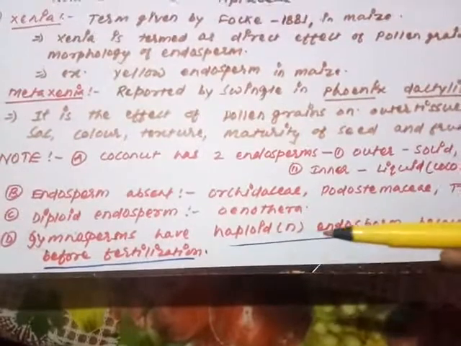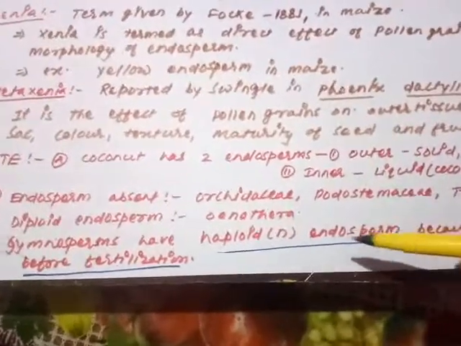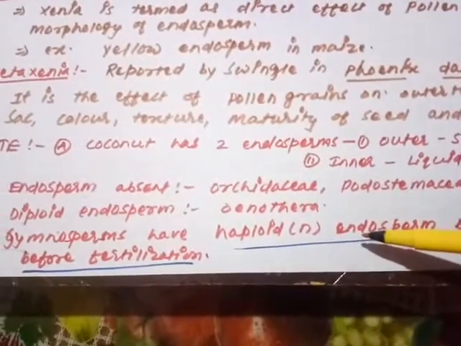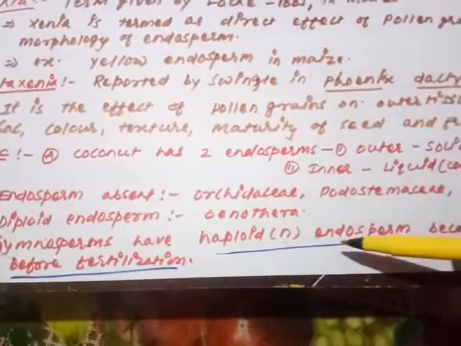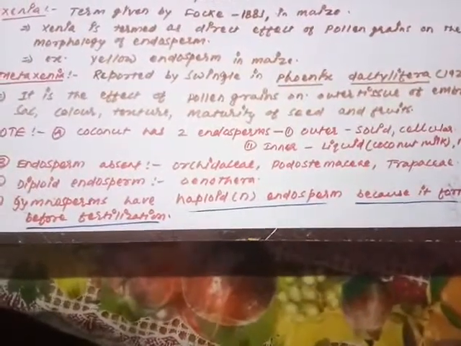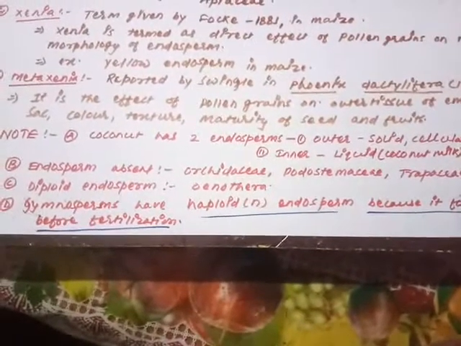And one striking feature to remember: in gymnosperms the endosperm is haploid in nature. Why is this so? Because it is produced before the fertilization. It is formed before the fertilization.